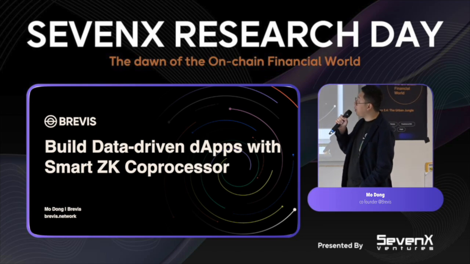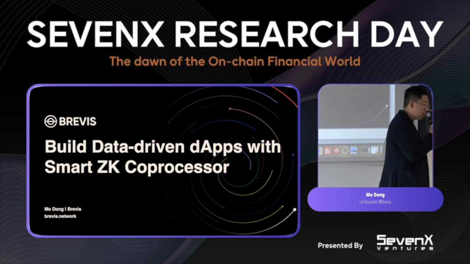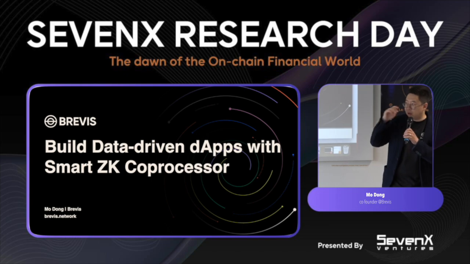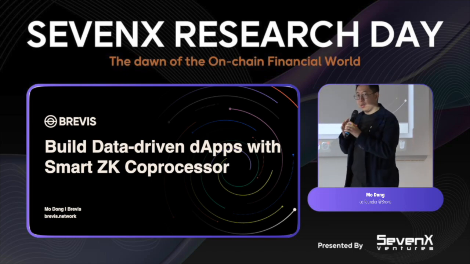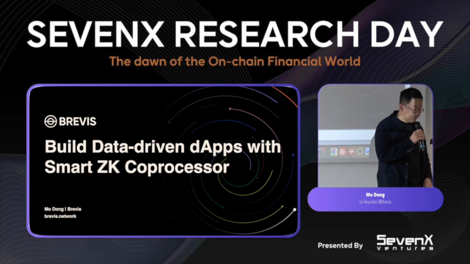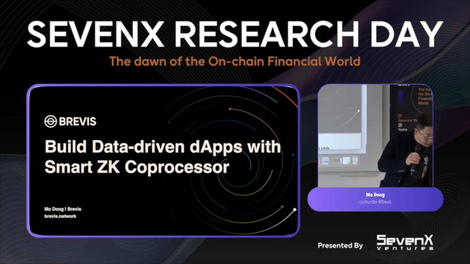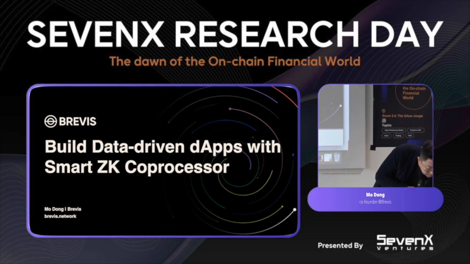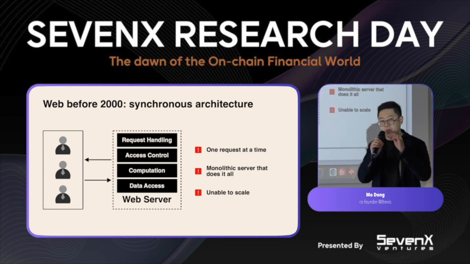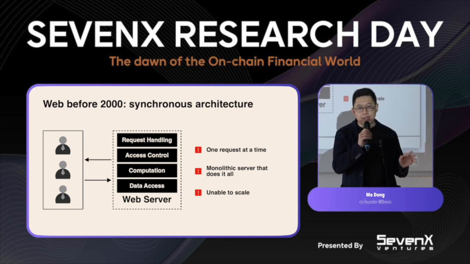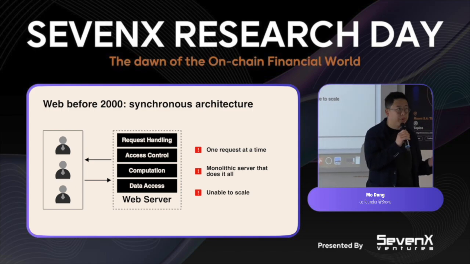So, without further ado, I'm Mo. I'm here to talk about Brevis. Through this talk, hopefully I can deliver to you how you can build data-driven dApps with a Smart ZK Coprocessor. The goal of Brevis is actually to introduce a new kind of construct in Web3 applications, which is called an asynchronous computing architecture.